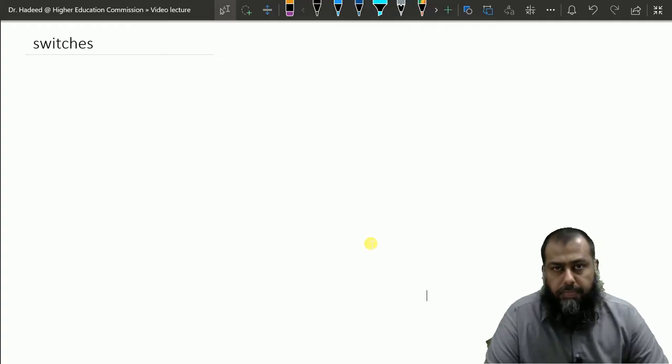Welcome to W434. In this lecture, we shall summarize the switches, their IV characteristics, and we will see how composite switches can be made by the combination of these individual switches. So let us start with today's lecture.